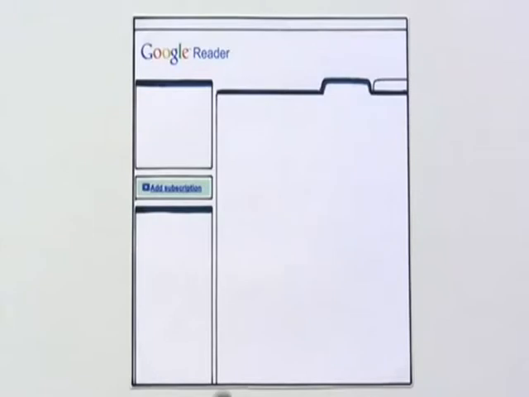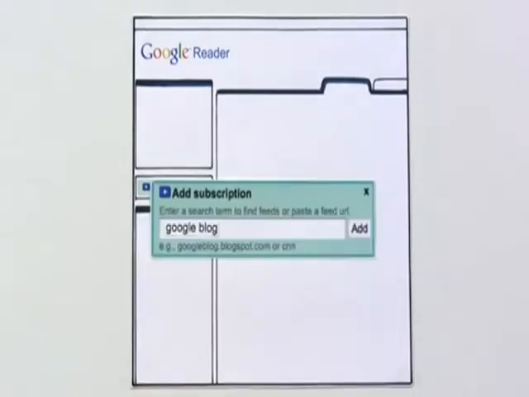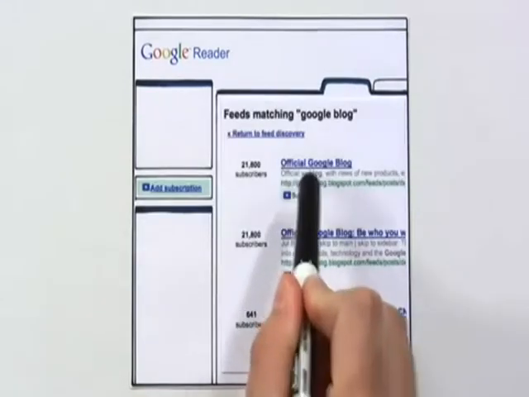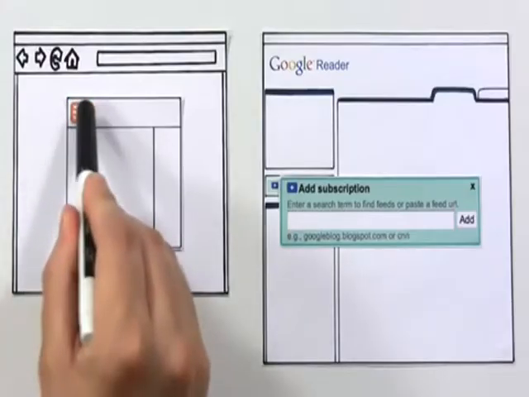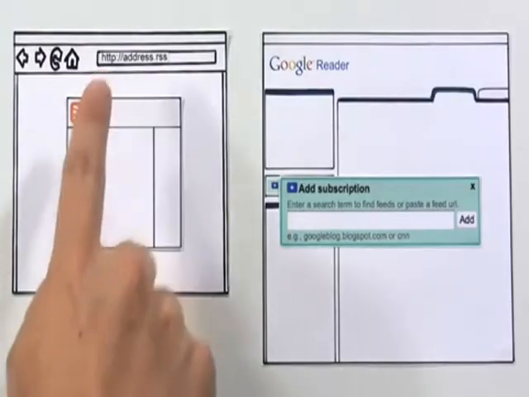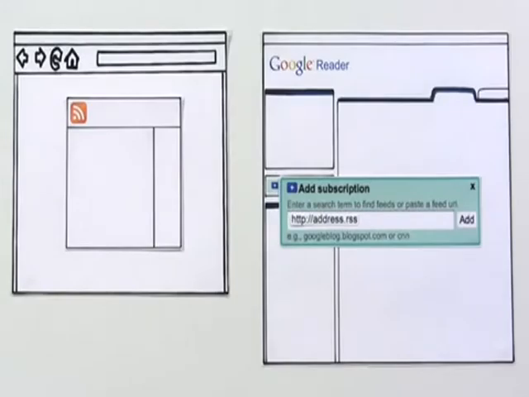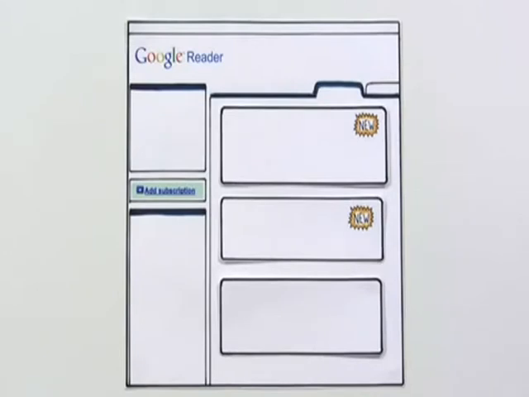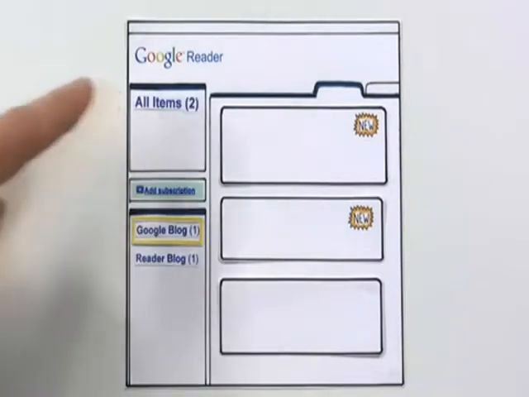To add a new site, click Add Subscription, search for a site, and subscribe directly from Reader. You can also click the orange feed buttons or copy the web address into the subscriptions field. Once subscriptions are in place, new items will start to appear in Google Reader automatically. When they do, Reader tells you how many items are new.